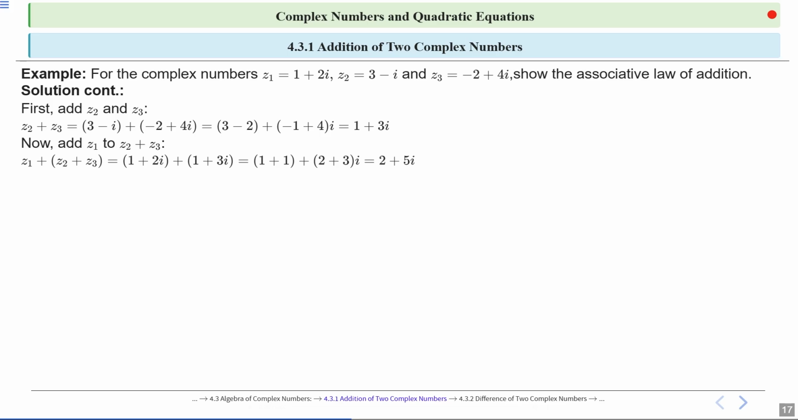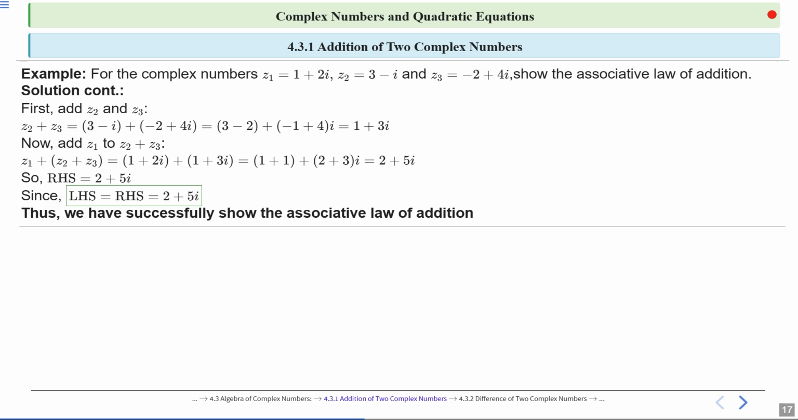Now add Z1 to Z2 plus Z3. So Z1 plus Z2 plus Z3 equals 1 plus 2 iota plus 1 plus 3 iota. This equals 1 plus 1 plus 2 plus 3 times iota. This is 2 plus 5 times iota. So RHS equals 2 plus 5 times iota. Since LHS equals RHS equals 2 plus 5 times iota, thus we have successfully solved the associative law of addition.